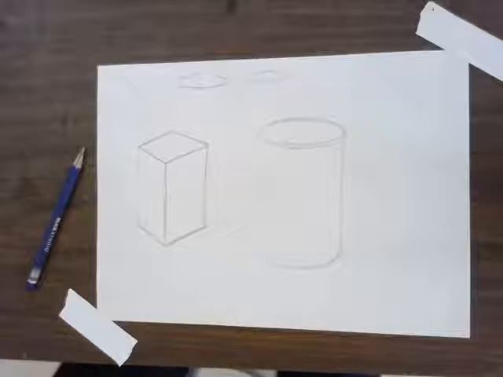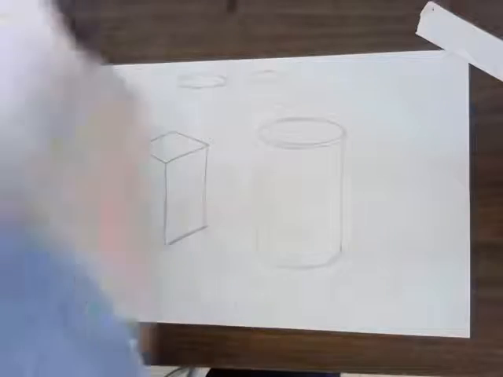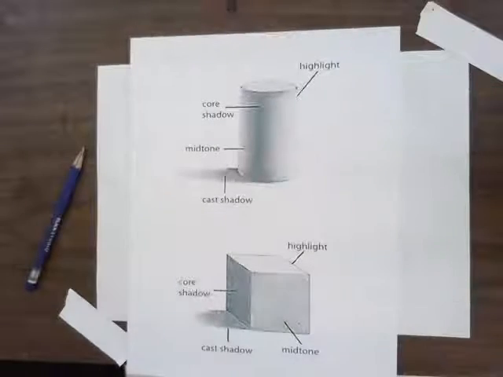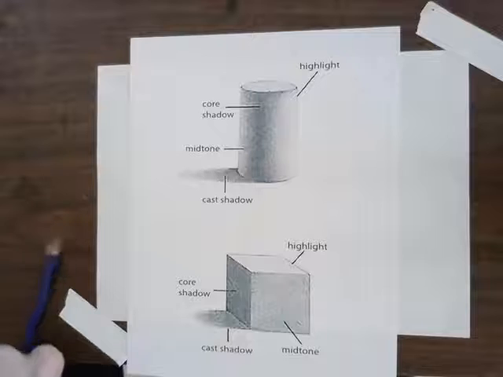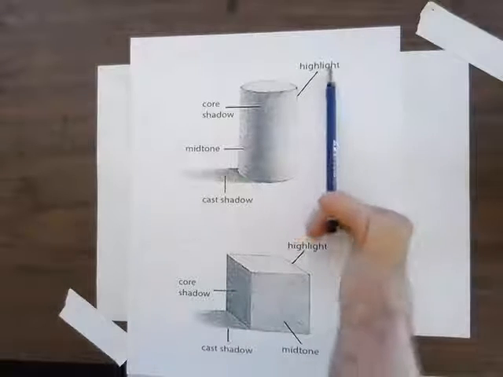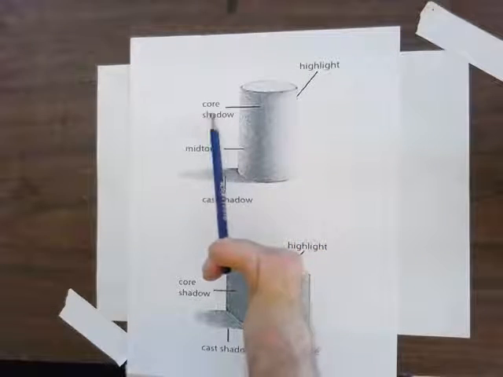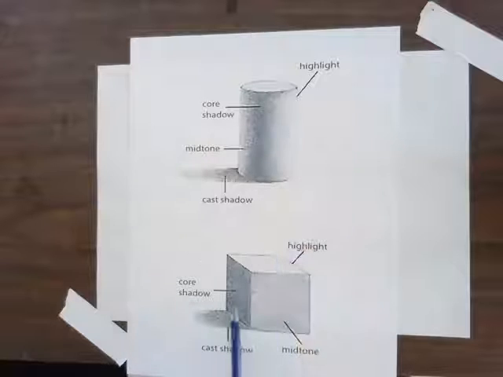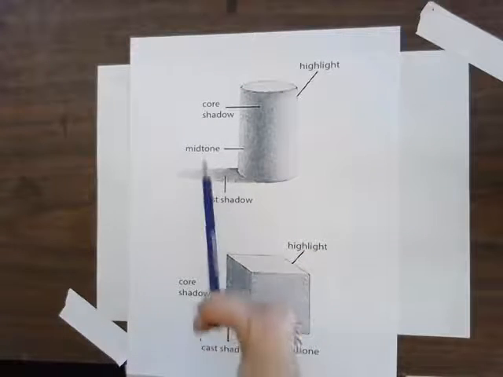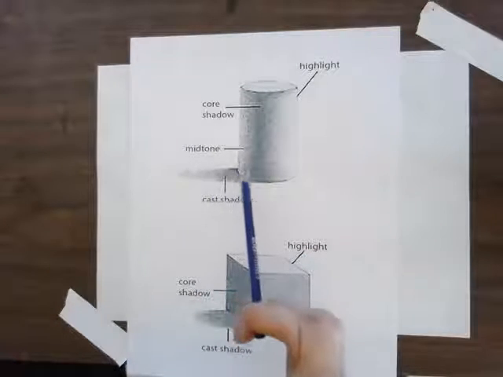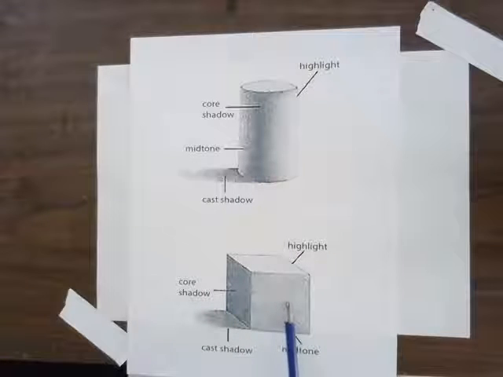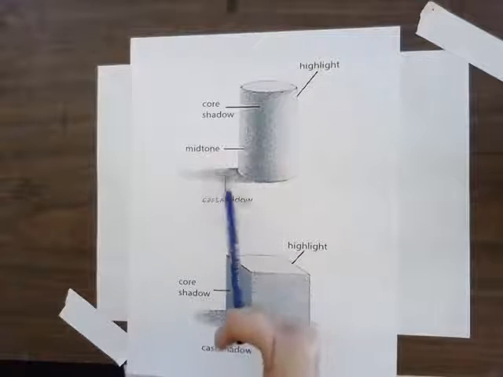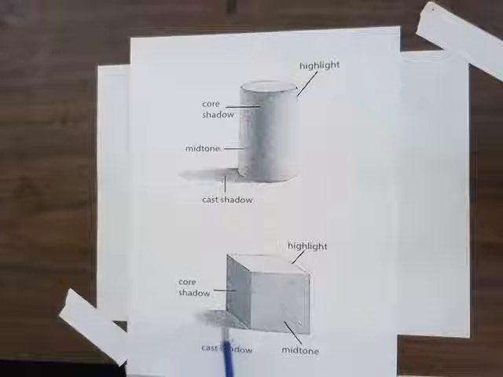Now you're ready to start the shading. So for the shading, there's 4 main parts for both forms. You've got your highlights, and that's the lightest part. You've got your core shadow. Core shadow is the darkest part. Then you've got your midtones, which is not light or dark, it's somewhere in the middle. And then last, you have your cast shadow. And the cast shadow is the shadow that's made on the table surface.